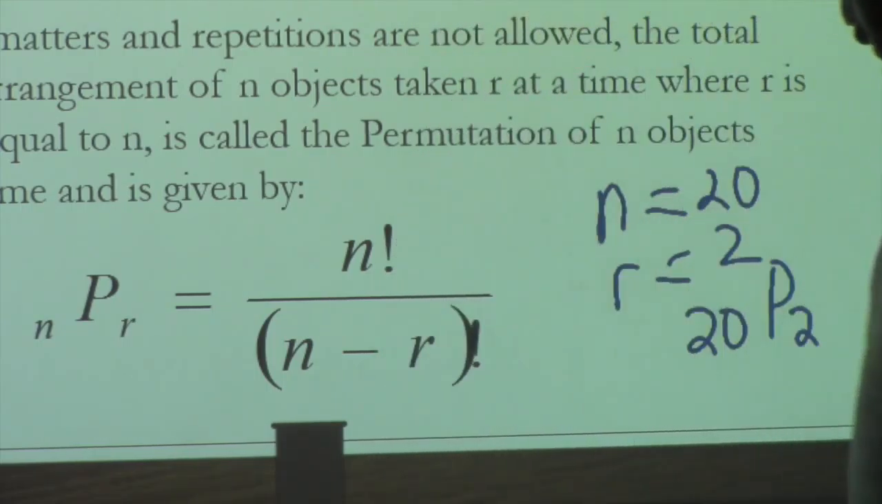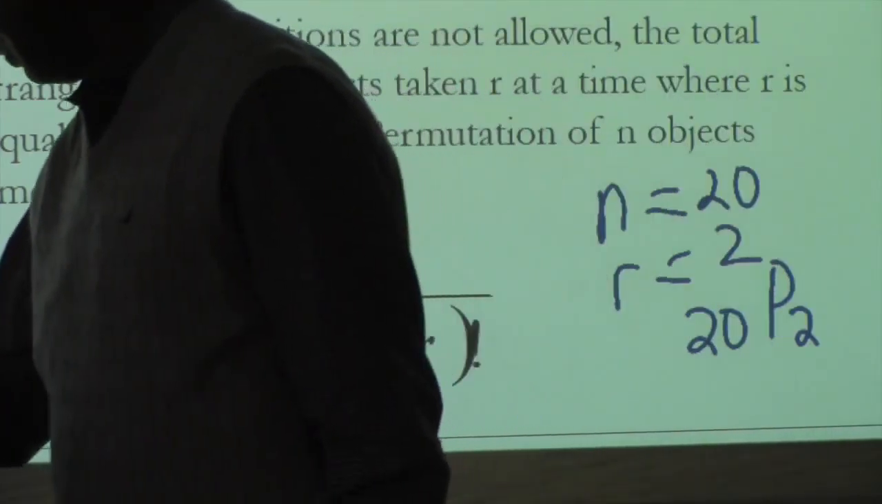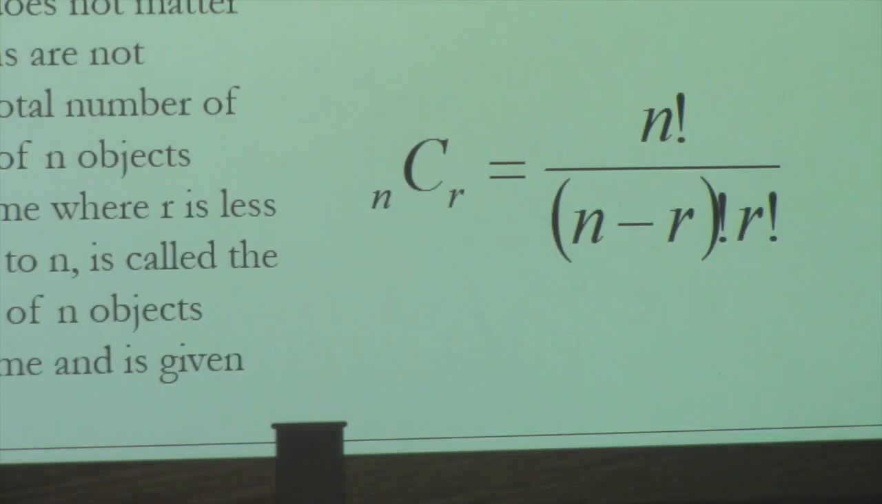So this is how we compute it. We say n factorial divided by (n minus r) factorial. We're going to do problems and see how we can put that in. So then we talk about a situation of combination.